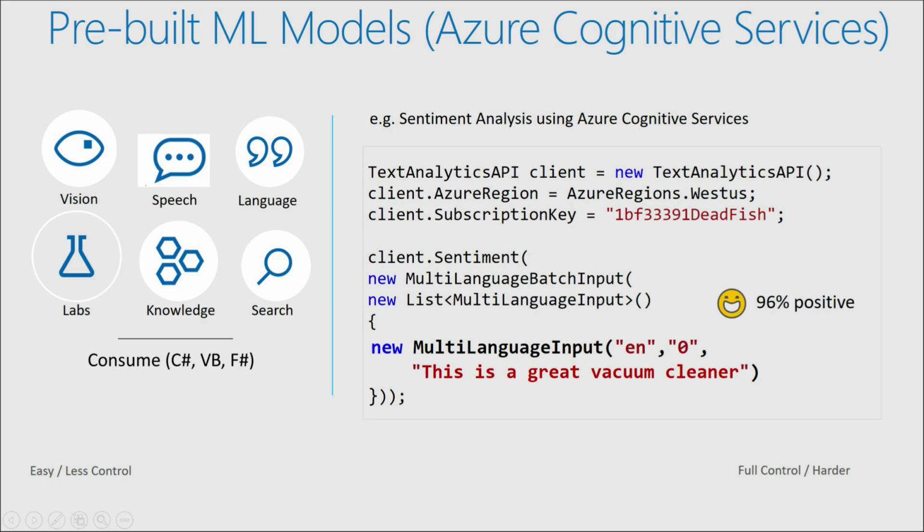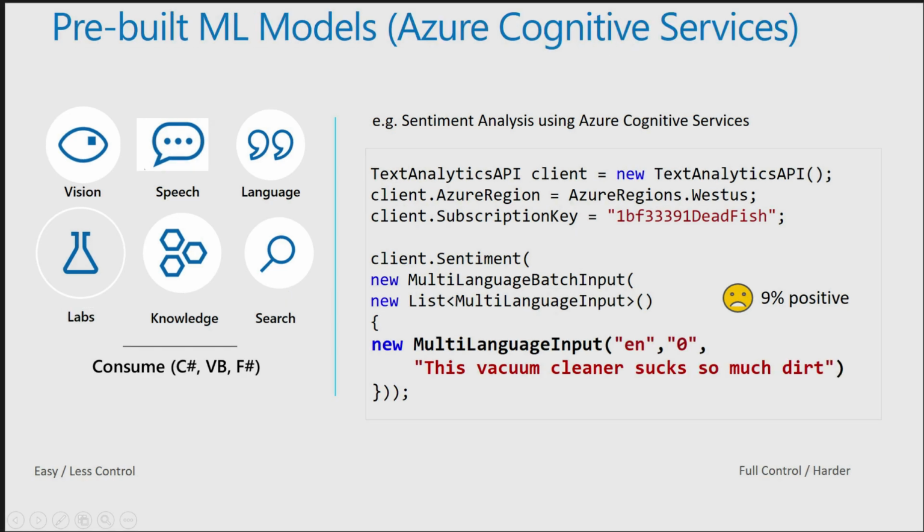Here's an example of what they call cognitive services on Azure. You can send it a sentence and it will tell you whether it's got a positive sentiment or not. If you send it a message like, "This is a great vacuum cleaner," it will come back with a positive sentiment. In this example, it's going to tell you that 96% this is a positive sentiment.